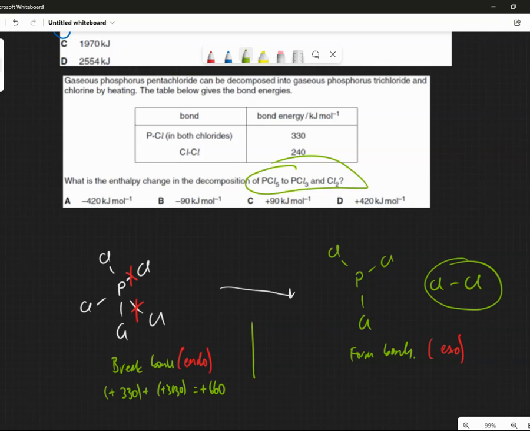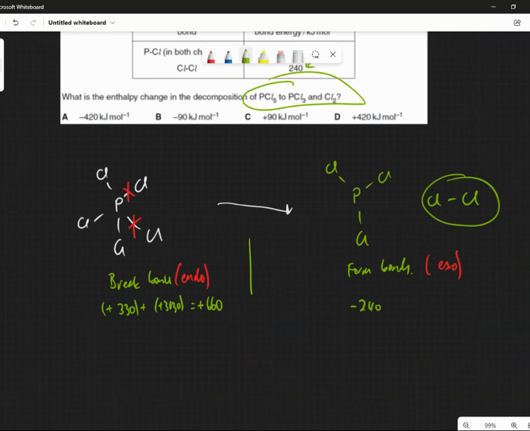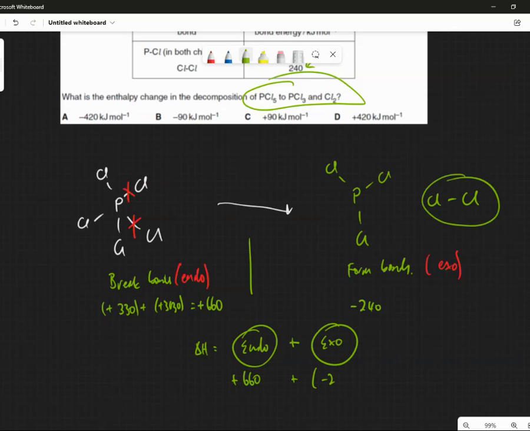Now, what is formed? Chlorine is formed. Chlorine has a bond energy of 240. So when a chlorine atom joins with another chlorine atom, 240 is given out because it's bond formation. The overall enthalpy change of the reaction, delta H, is how much you put in for the endothermic bond breaking part plus the exothermic bond forming part. The endothermic part is 660, the exothermic part is minus 240. So we get 420, and that's the answer.